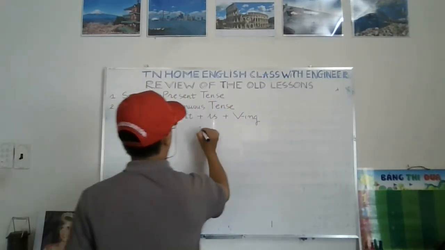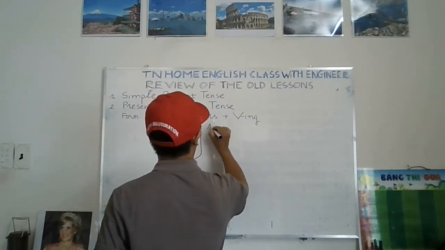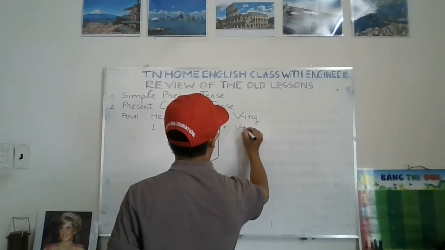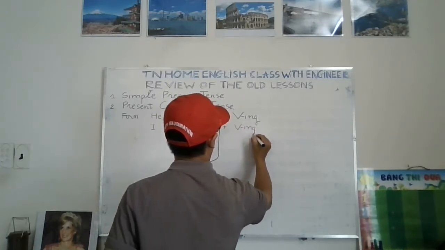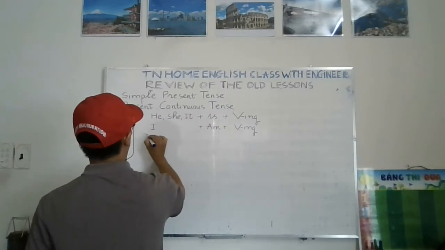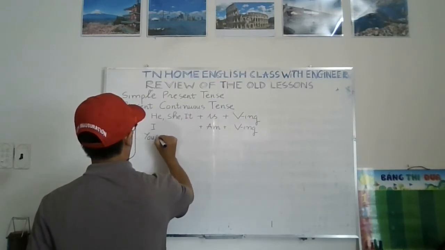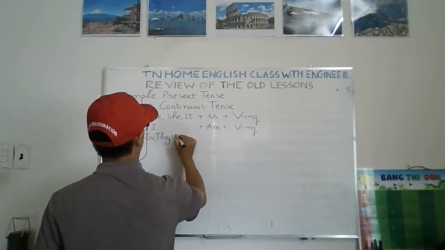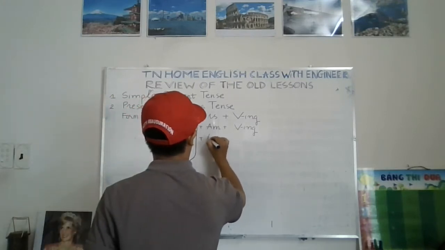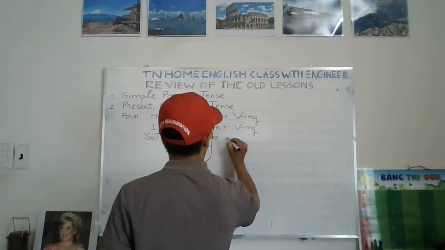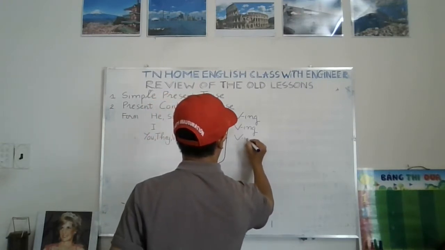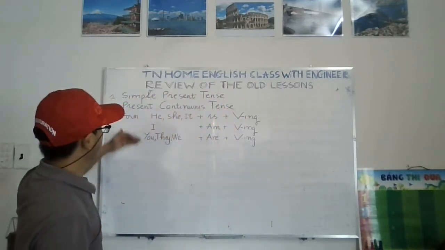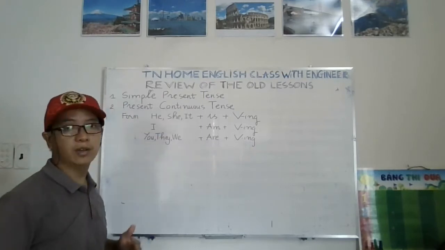I am, verb plus ING. And they, we are working. This is the form of the present continuous tense.